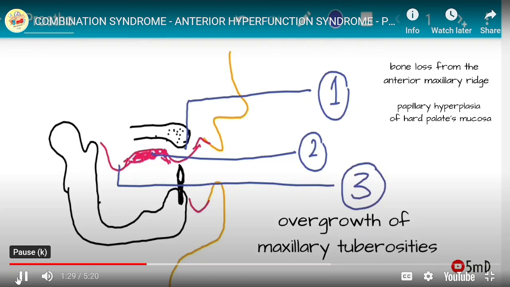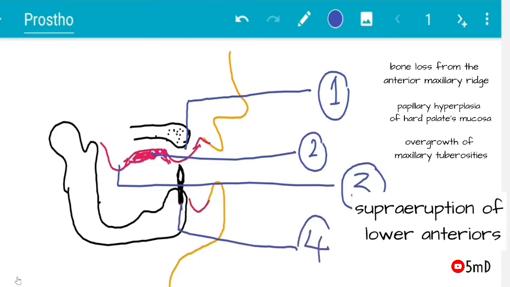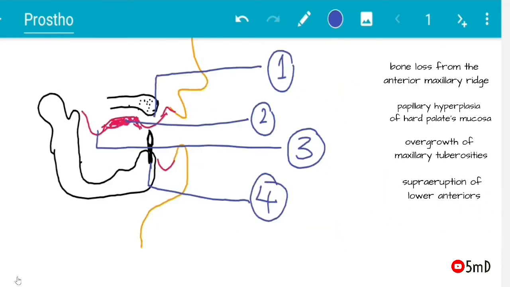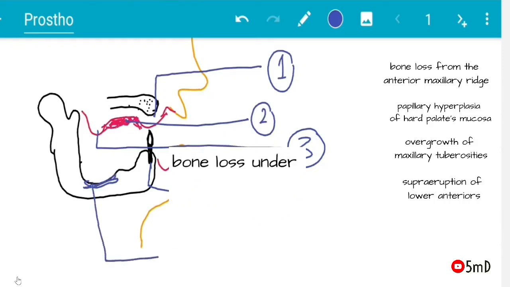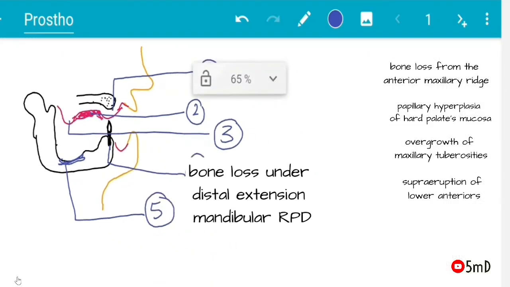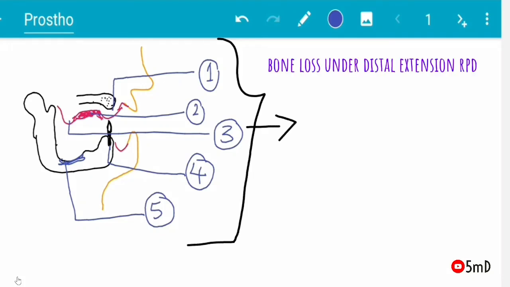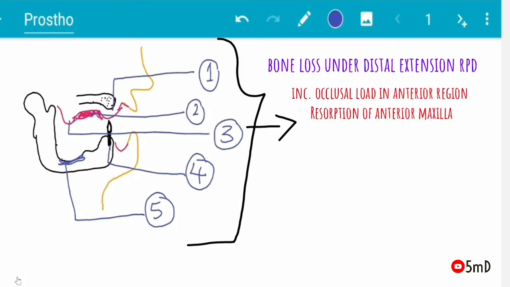The fourth feature being the extrusion or supraeruption of the lower anterior teeth, the only natural teeth remaining. And the fifth feature will be bone loss and reduction of ridge height beneath the mandibular distal extension removable dental prosthesis. So, what is the sequel under which these events take place? First, there is bone loss under the distal extension RPD due to the irregular distribution of force between the anterior region of mandible and posterior region of mandible, which is followed by decreased occlusal load posteriorly as seen before and increased occlusal load anteriorly, which results in resorption of the bone in anterior maxilla due to the excess force transmitted.